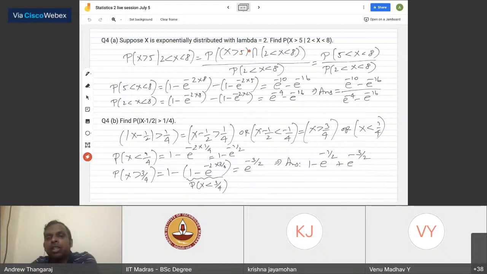A is x greater than 5 and you intersect it with x between 2 and 8. What is the intersection of these two? It's x between 5 and 8. So the numerator is the probability that x is between 5 and 8. The denominator is the probability that x is between 2 and 8. What's the probability that x is between 5 and 8? It is the CDF evaluated at 8 minus the CDF evaluated at 5.